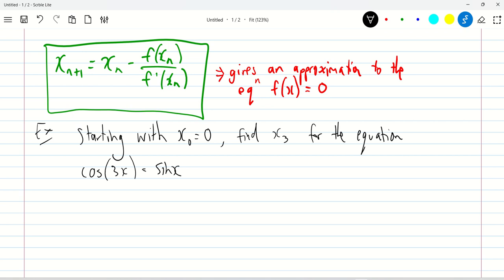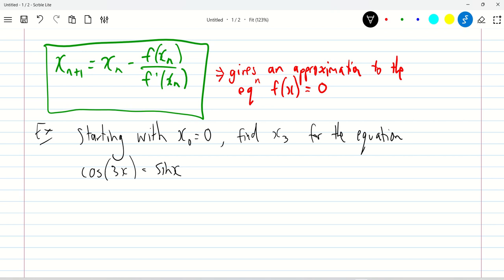So here we go. Looking at this, starting with x0 equals 0, we're going to guess that the x-intercept is 0. It's not, but that's close to there. We want to find x3. In other words, we're going to iterate 3 times. We're going to find x1 and then x2 and then x3. So we're going to do this job 3 times for this particular equation.